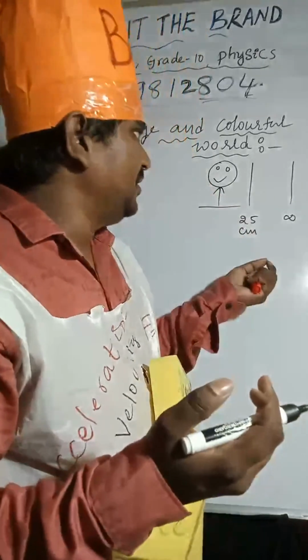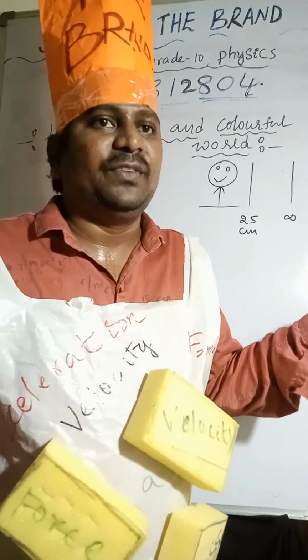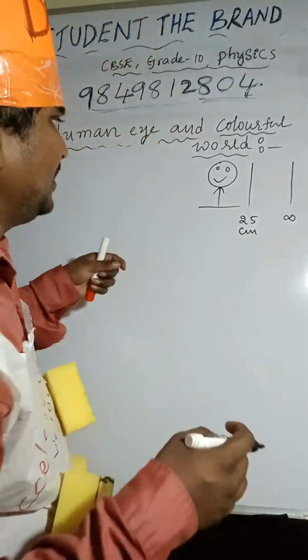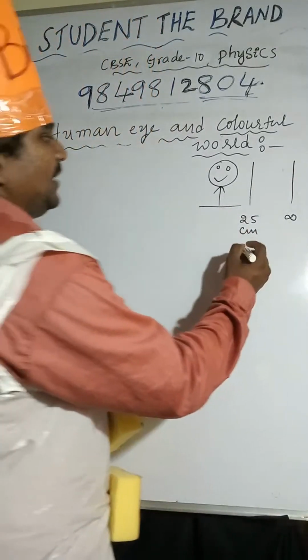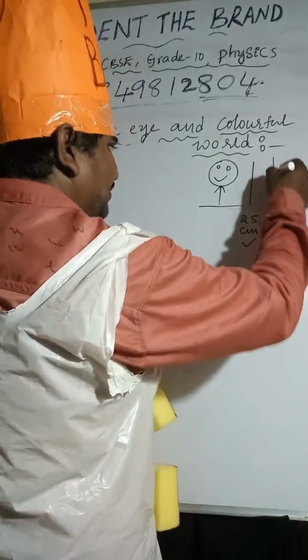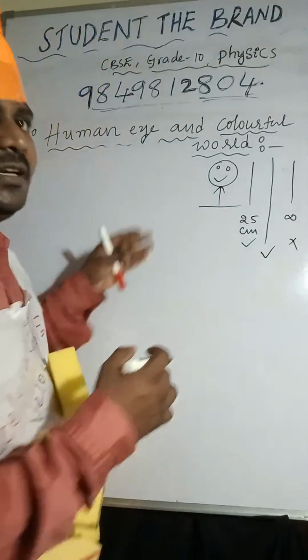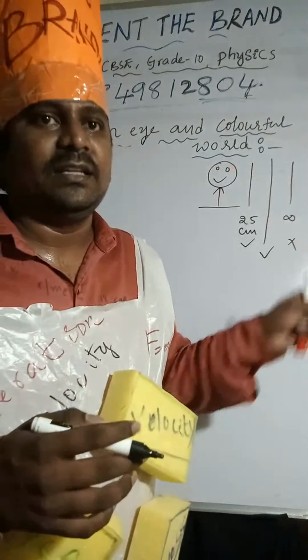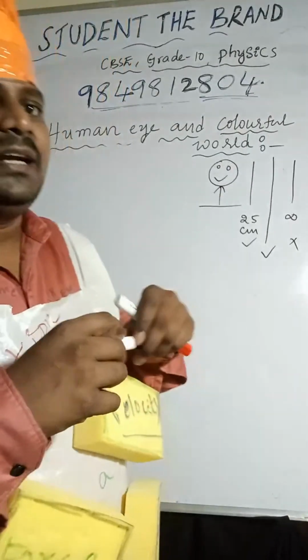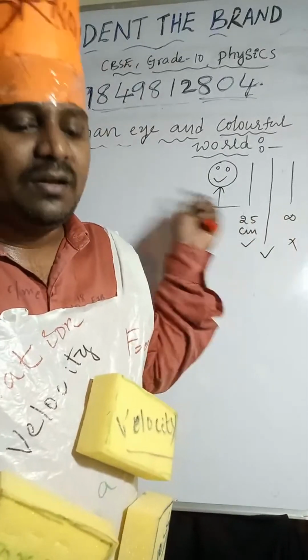Near point is 25 centimeter, far point is infinity. So now you can see 25 centimeter, but you can't see far distance. But somewhere between 25 and infinity you can see, right? That point is the far point of a myopic person. Far point of myopic eye.